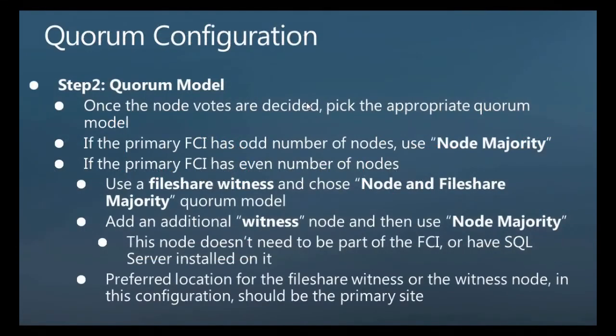Quorum configuration. Use a file share, or choose node and file share majority. If the primary FCI has an odd number of nodes, then you can use node majority.